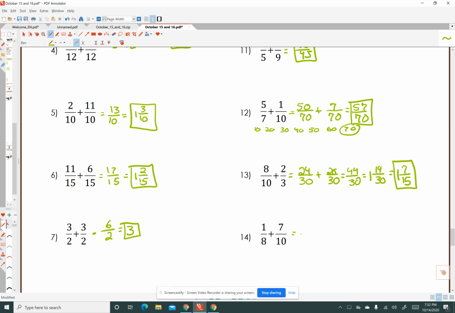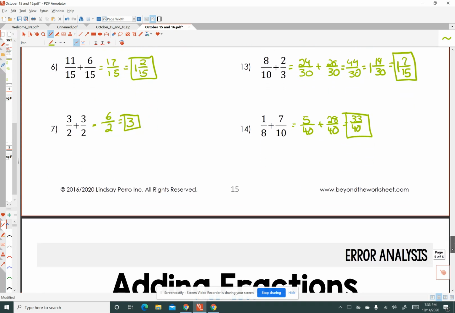And our new denominator here will be 40ths. 8 times 5 is 40. 1 times 5 is 5. 10 times 4 is 40. 7 times 4 is 28. Denominator of 40, numerator of 33. And that's the final answer. There's no common factor there, so we cannot reduce or simplify it any further.